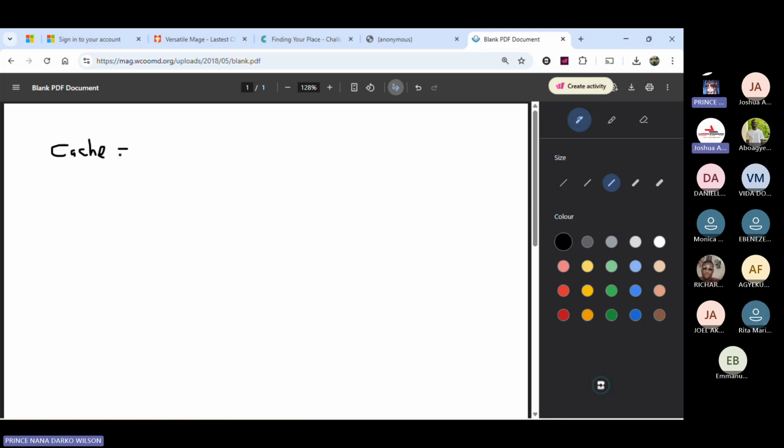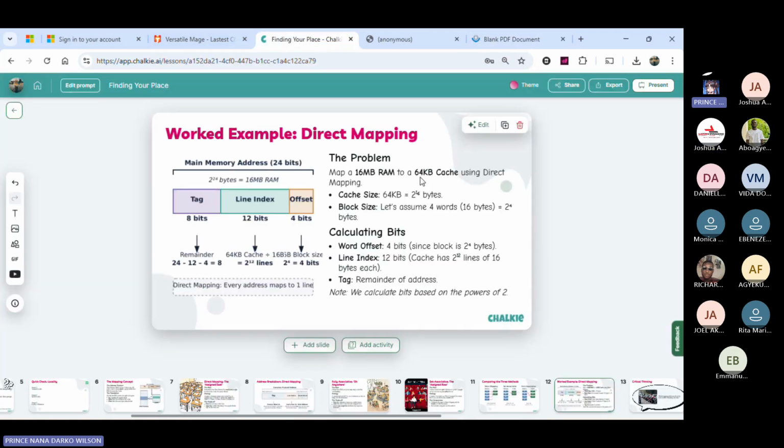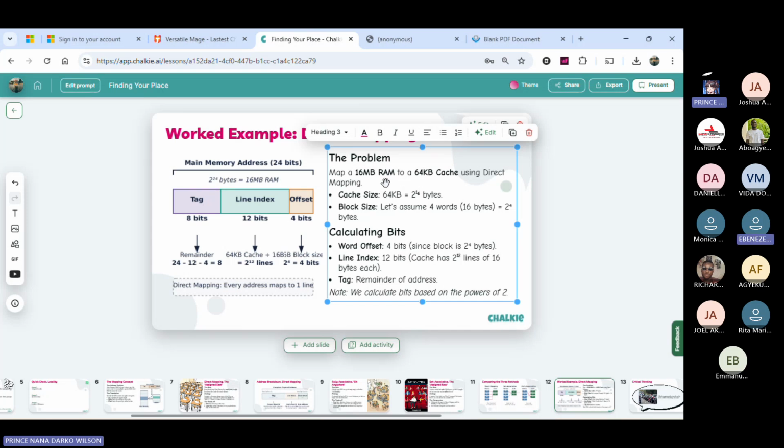The 16 megabytes was actually the size of the RAM. The cache size was 64 kilobytes. Are you certain? Let's see. Don't worry, it's right here. A 64 kilobyte cache right here. So the 16 megabytes here is actually the size of the RAM.